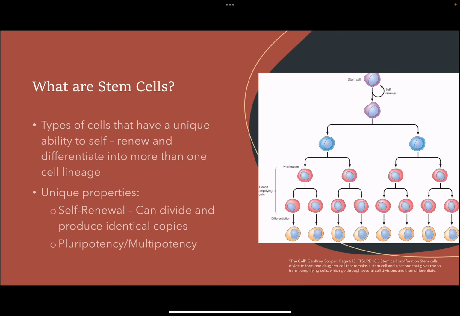So what are stem cells? Stem cells are types of cells that have a unique ability to self-renew and differentiate into more than one cell lineage. Their unique properties include self-renewal, which means they can divide and produce identical copies, their pluripotency and multipotency as well. And the figure on the right is just showing how stem cells can differentiate into multiple types of cells.